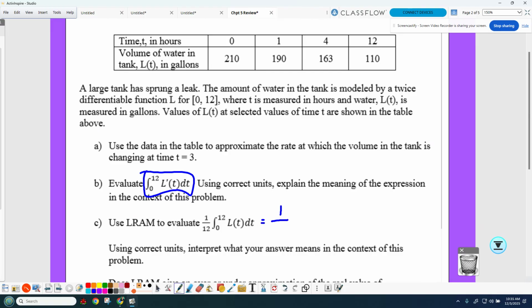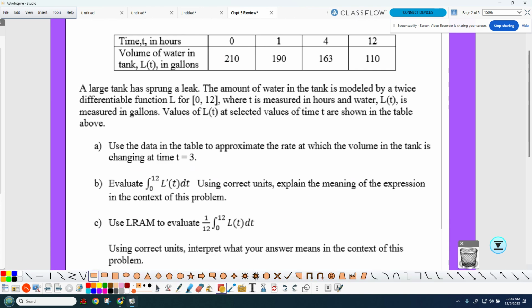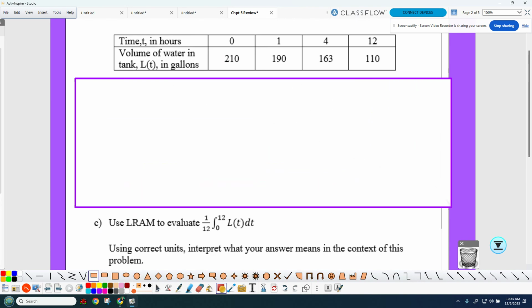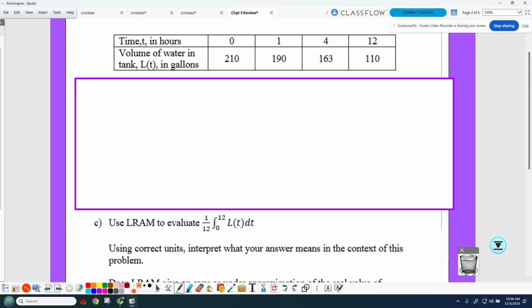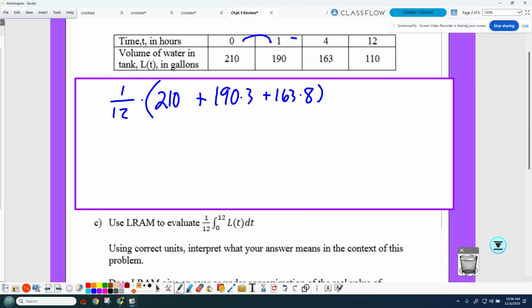This one, using LRAM to evaluate, which I'm going to need space. Constantine, what do I write? I did 1/12 times, and then parentheses, I did 210 plus 190 times 3 plus 163 times 8. Okay, so be careful.